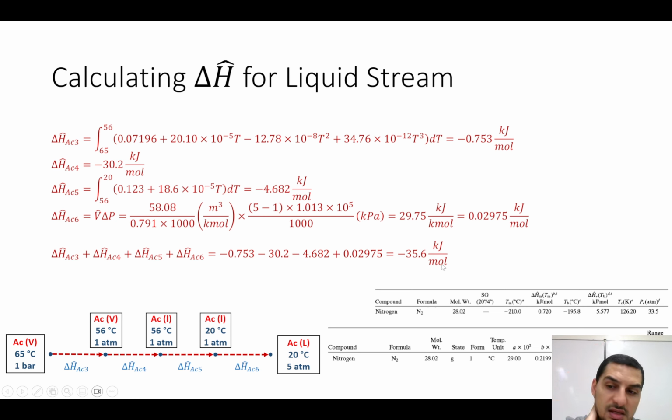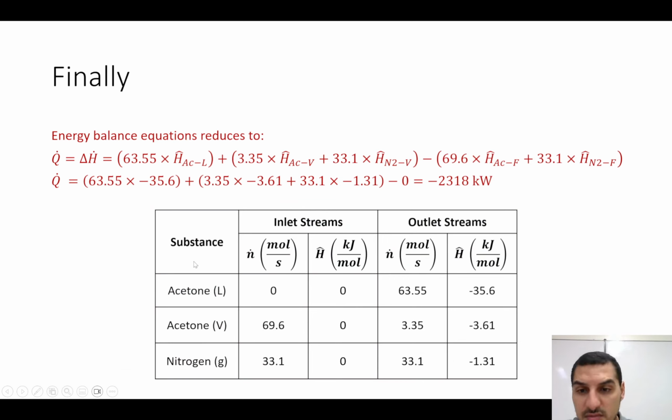Finally, you can get the enthalpy of acetone in the liquid stream, which is the summation of all of these terms. Finally, you can put everything in the table and substitute with the numbers: this multiplied by this, plus this multiplied by this, plus this multiplied by this, which is what we have here, minus this by this, and minus this by this, which gives us the final enthalpy, the heat removed in kilowatts. So this is all for this example.